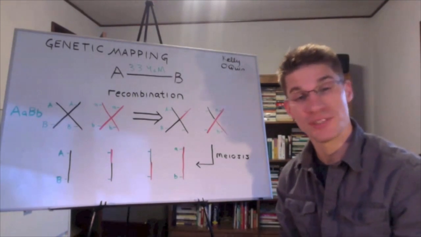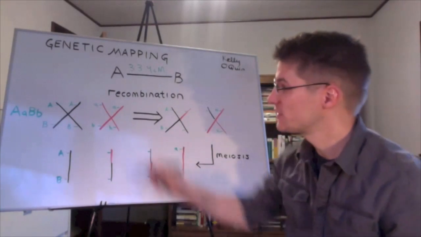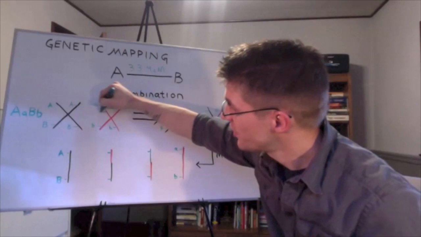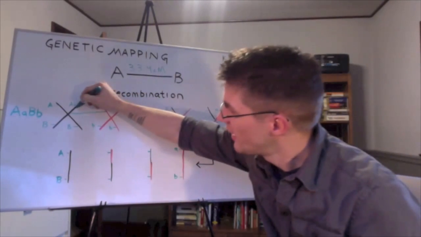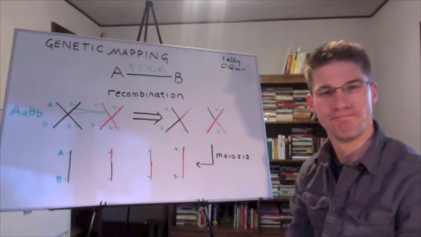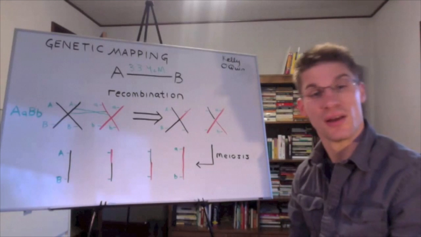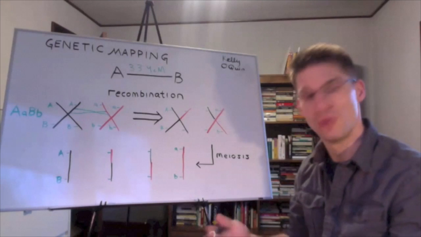Now, during crossing over, segments of DNA between these chromosomes are physically exchanged. So this arm would go over here to that chromosome, and this black arm would go over to the red chromosome. The result of that crossing over produces new chromosomes with new combinations of alleles.